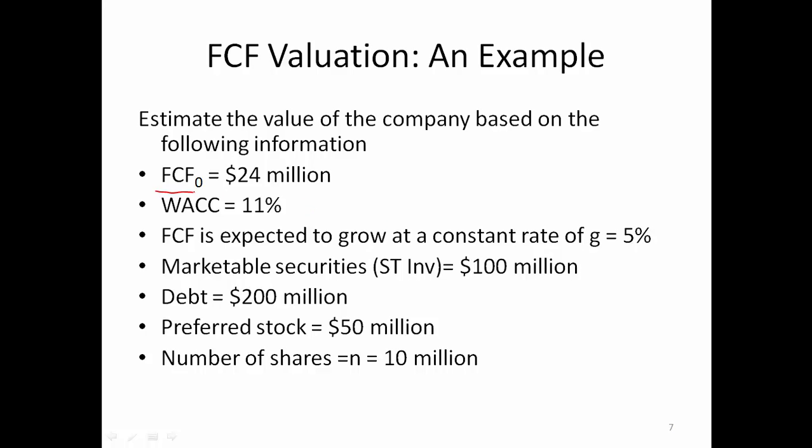If we have the current free cash flow, or say free cash flow at year 0, as 24 million, WACC is given as 11%, and we assume that the free cash flow is growing at a constant rate of 5% indefinitely, and the amount of marketable securities is 100 million, the amount of debt is 200 million, and the company also had 50 million preferred stocks, and the company has 10 million shares of common stocks.